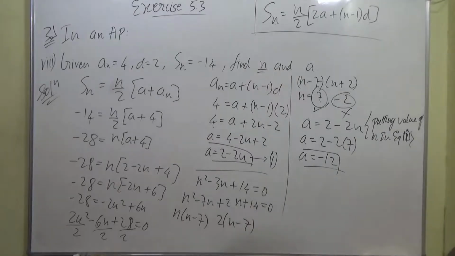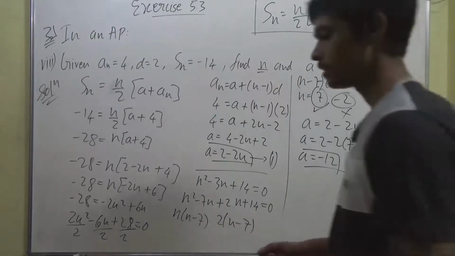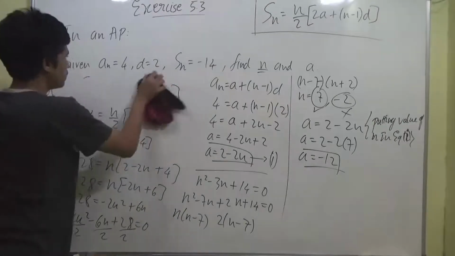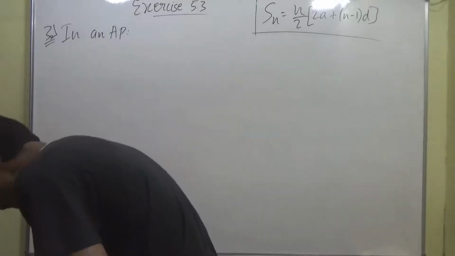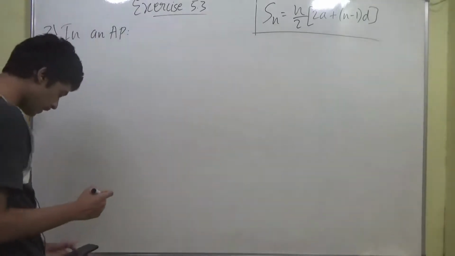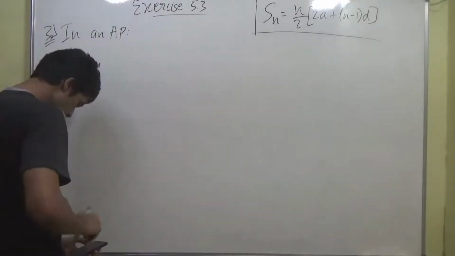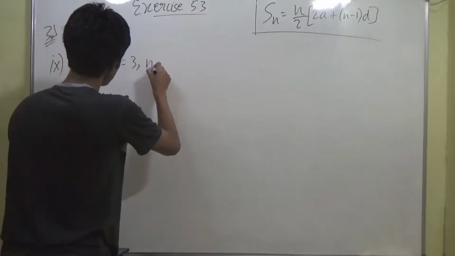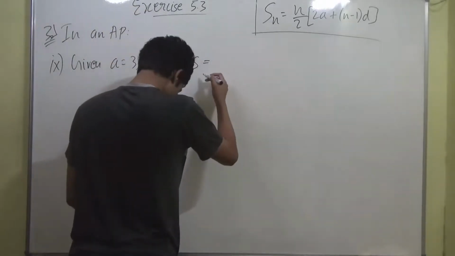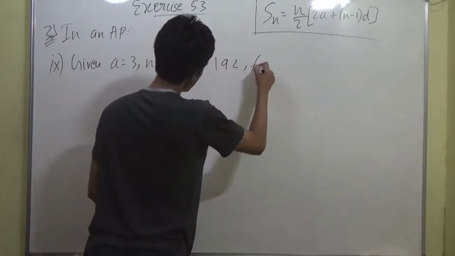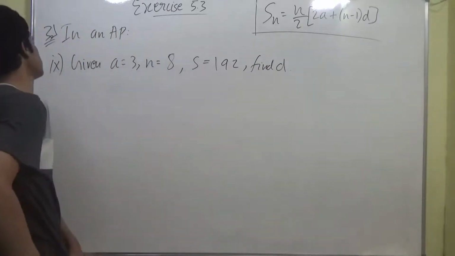After this, let's go to sub question number 9. I hope you people have copied it or took the screenshot. Now I'll start writing it. Now let's go to sub question number 9, which says: given a equal to 3, n equal to 8, S equal to 192, find d. So this is your sub question number 9, guys.